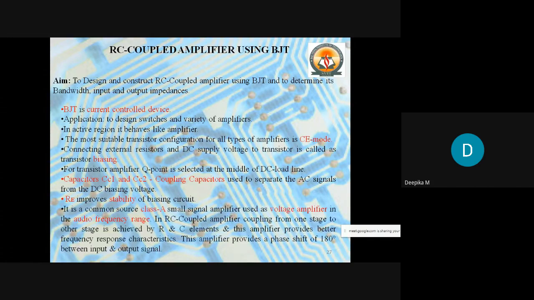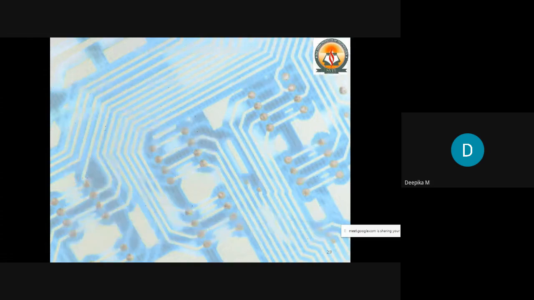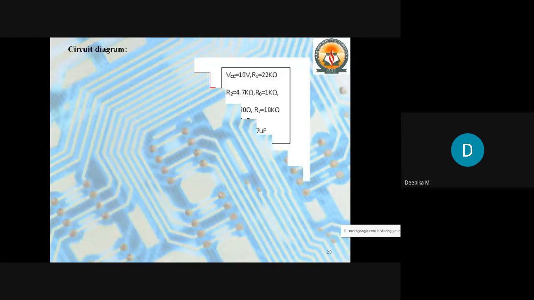It is the common source class A small signal amplifier, which is used as a voltage amplifier also, in the audio frequency range. In an RC coupled amplifier, coupling from one stage to the other stage is achieved by R and C elements, and this amplifier provides better frequency response characteristics. In the single stage amplifier, we will have a 180-degree phase shift, and in the two stage, we'll have a 360-degree phase shift of input and output signal.